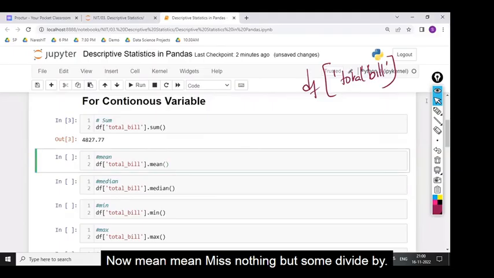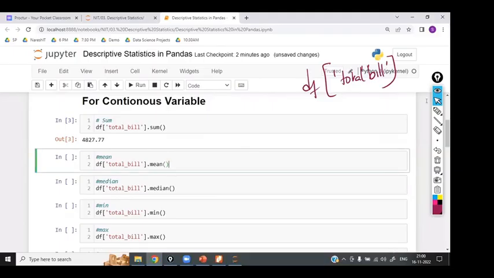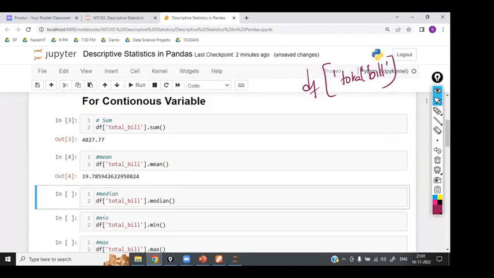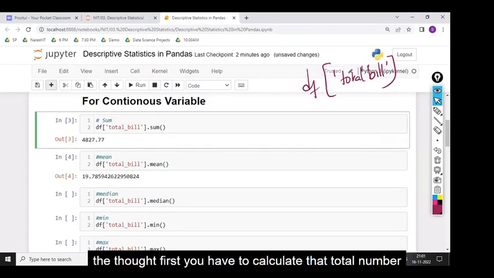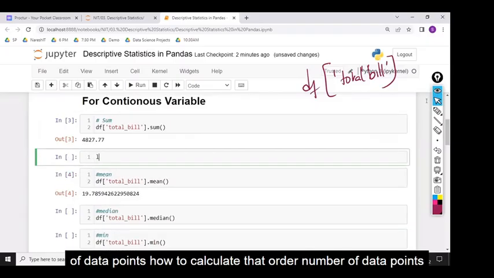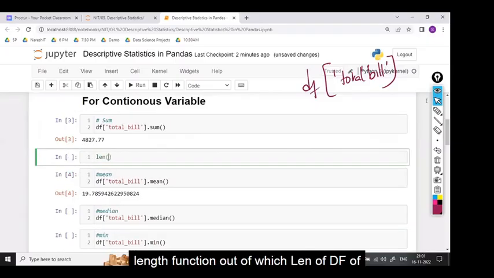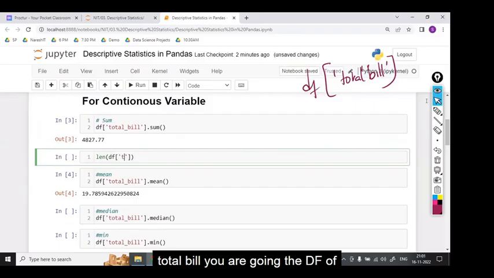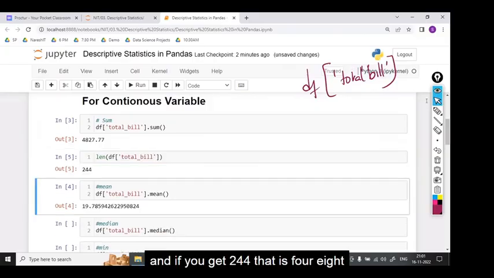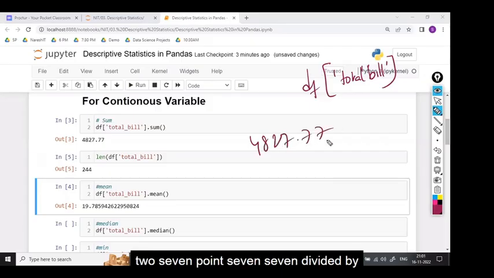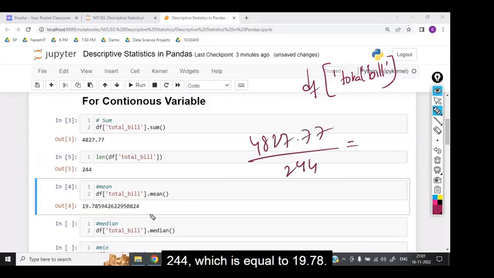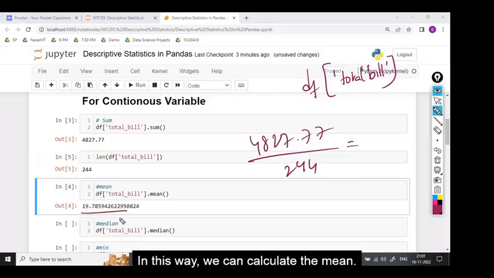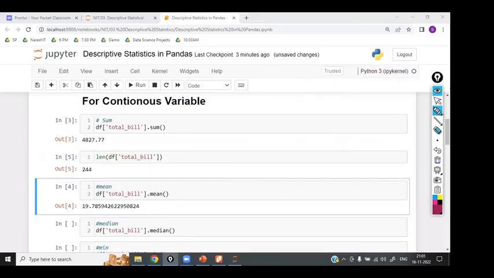Now mean. Mean means nothing but sum divided by total number of data points. First you have to calculate the total number of data points. How to calculate it? Len function, len of df of total_bill. If you get 244, that is 4827.77 divided by 244, which is equal to 19.78. In this way, we can calculate the mean, right?